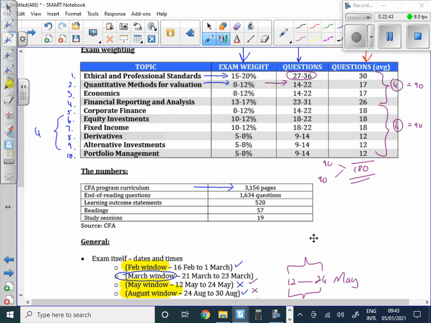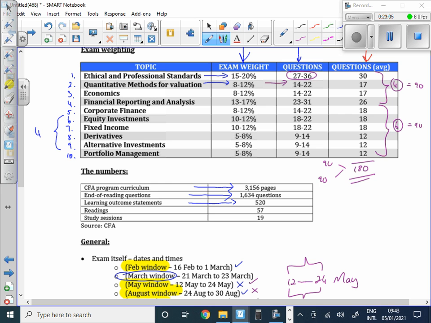But having said that, there's nothing wrong with the CFA syllabus. By no means, it's a fantastic syllabus, and the material is fantastic, and they're doing more and more for the student day by day. But it's a vast syllabus. There are 1,634 end of chapter questions, also fantastic questions from the CFA guys. Please do have a look at those as well.